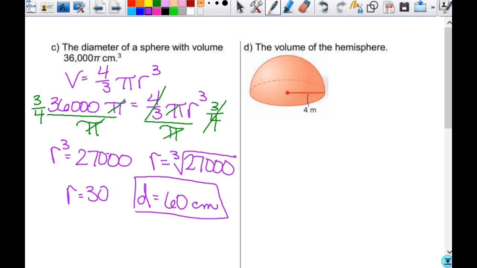Any questions? Alrighty, so now the next one, this is not a difficult problem, but I put it on here because I want to talk about process. Now, if I want the volume of the hemisphere, how do you think we're going to do that?